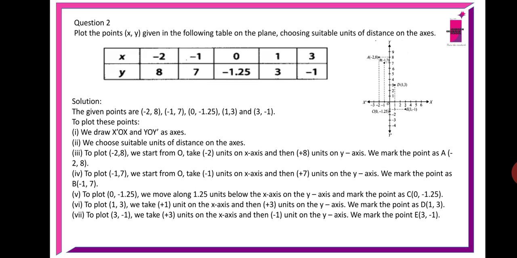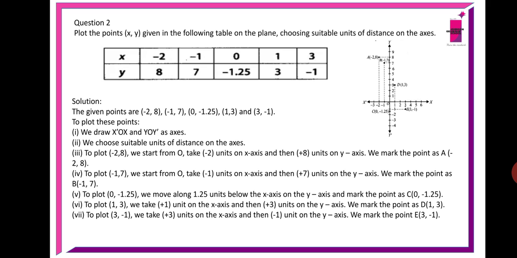Plot the points x comma y given in the following table on the plane, choosing suitable units of distance on the axis. So first of all, x comma y we should write. The given points are minus 2 comma 8, minus 1 comma 7, 0 comma minus 1.25, 1 comma 3 and 3 comma minus 1. We draw X'OX and Y'OY as axes. We choose suitable units of distance on the axis.